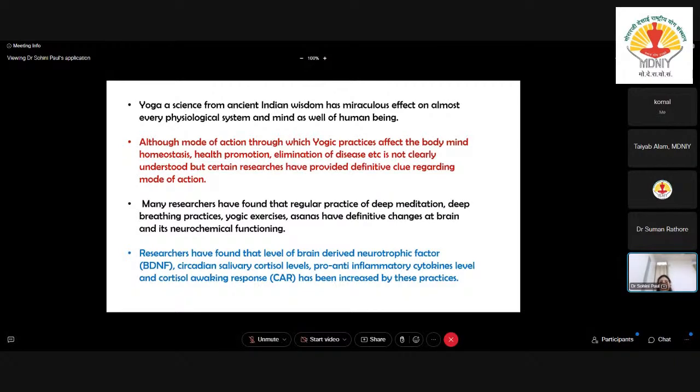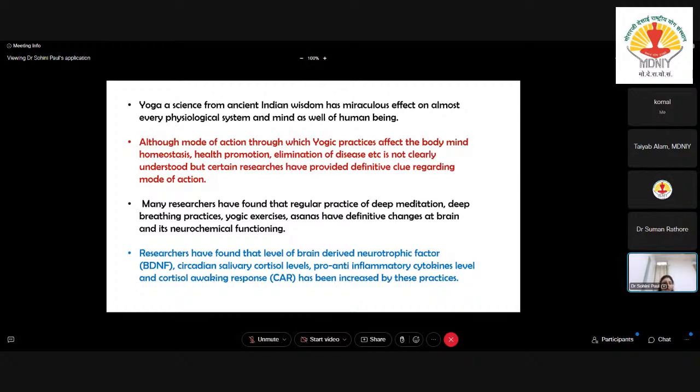And many researchers have found from their research that the level of BDNF, the brain derived neurotrophic factor, which is also somewhat related to neuroplasticity, the salivary cortisol level, the pro and anti-inflammatory cytokines level, as well as the CAR, that is your cortisol awakening response, has been increased by certain practices of yoga.